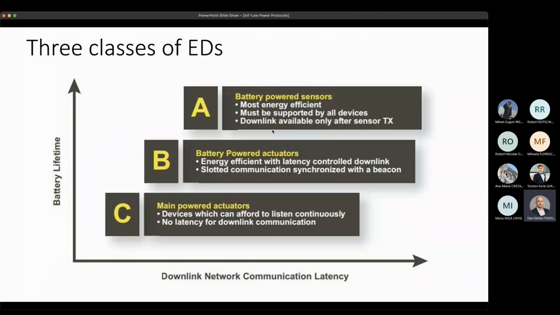There are three classes of end devices for LoRa. A are battery powered sensors, very energy efficient, so very long battery lifetime, but lower data rate, so longer communication latency. B would be battery powered actuators. These are a good trade-off between lifetime and communication latency. And C are mains powered actuators. These are devices that are not battery powered, so they can afford to listen continuously. There is very low or no latency for communication with them.